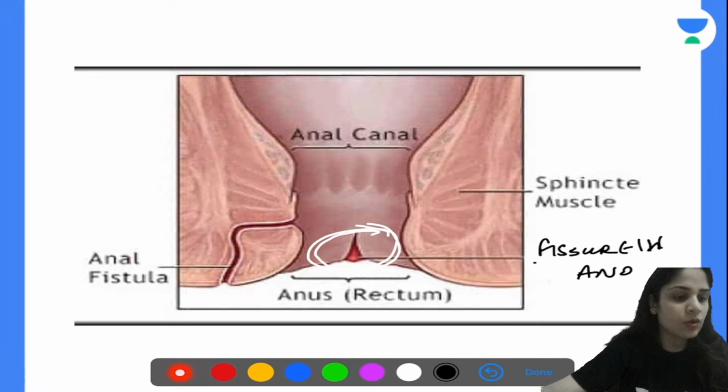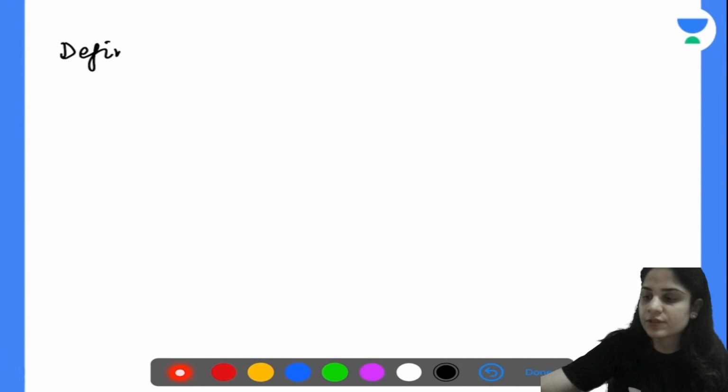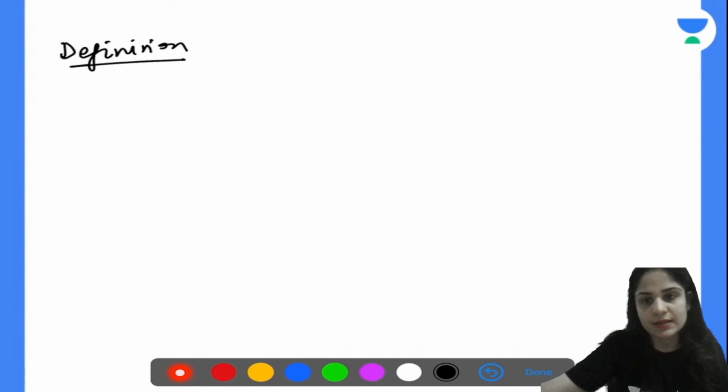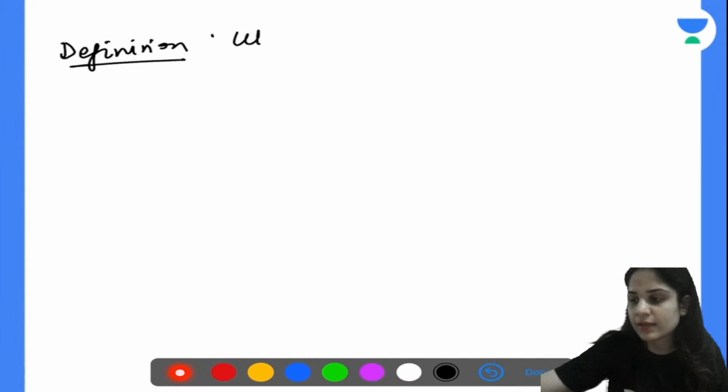Alright, now what do you know about fissure in ano? First of all, you need to know the definition. It is nothing but an ulcer that is present in the lower anal canal. Okay, as simple as that. It is an ulcer present in the lower anal canal.